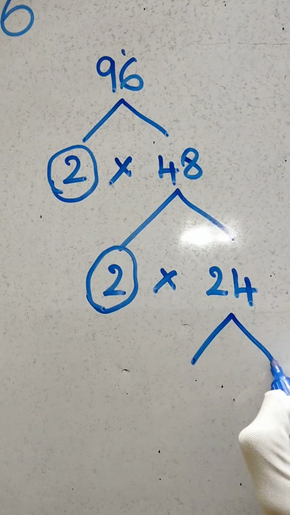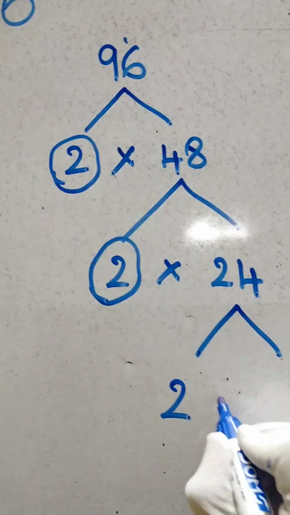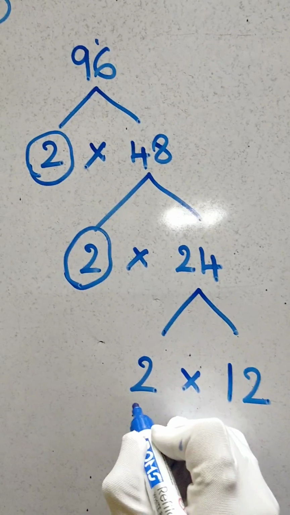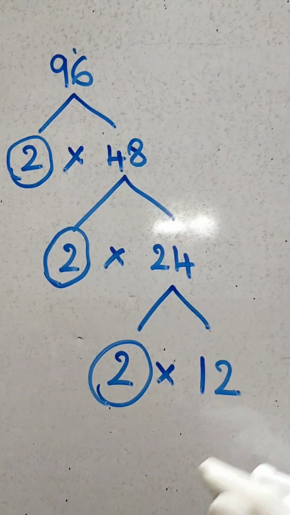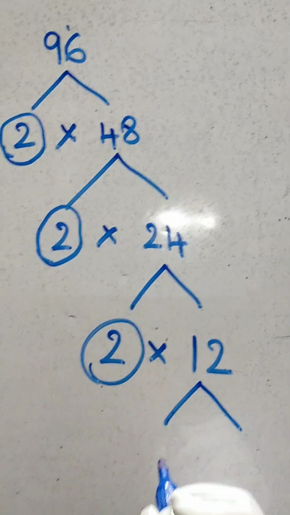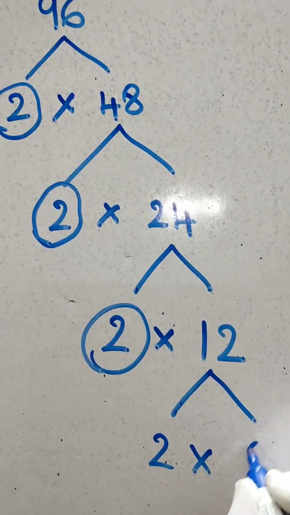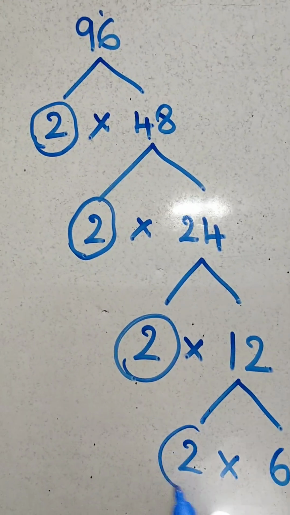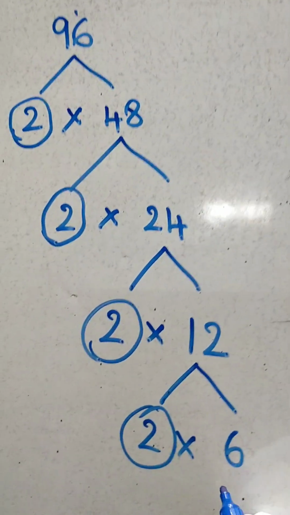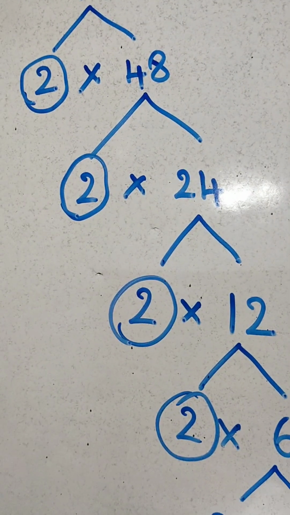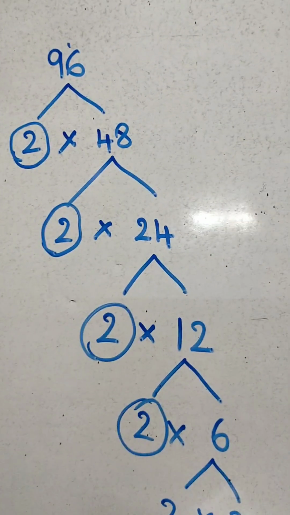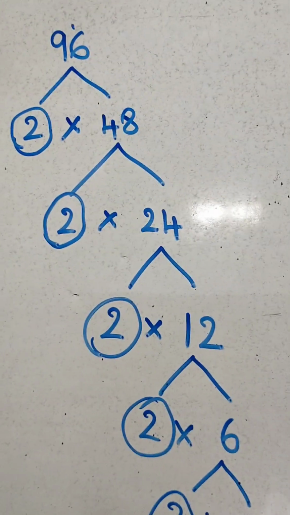So 24 we can factorize further. Again we can take it in the 2 table. 2 ones are 2, 2 twos are 4. Okay, 2 again a prime number. We'll circle it, it ends here. But 12 is a composite. We can factorize it further. Okay, so 2 into 6. Yes, 2 again ends here because it's a prime number, but 6 is a composite number. We can factorize it further. 2 threes are 6. Yes, so 2 and 3 both are prime numbers, so it ends here.